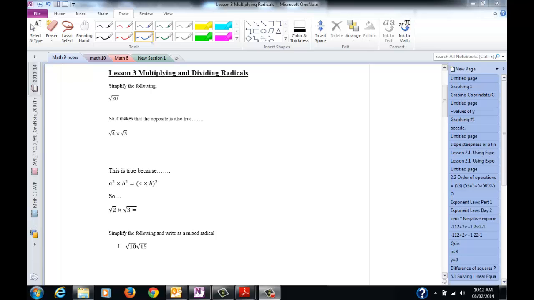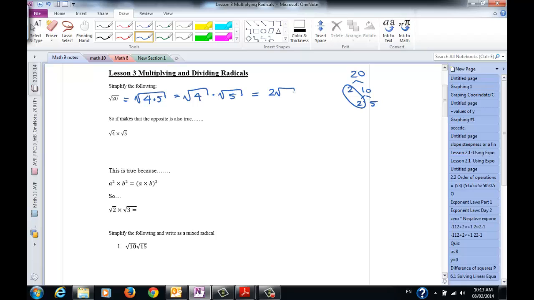So today is our lesson 3 from the radicals unit, and we are multiplying and dividing radicals. Alright, so just as a starter, some simplification from yesterday. If I wanted to simplify the square root of 20, you can do a little tree if you want, 2 and 10, 2 and 5, and right here I notice that my pair is 4. So I can write this as the square root of 4 multiplied by 5, which is equal to the square root of 4 multiplied by the square root of 5, which is just 2 root 5.